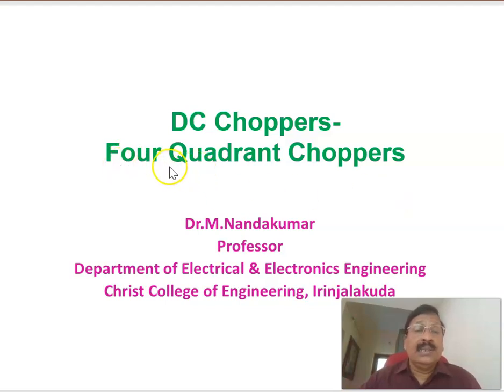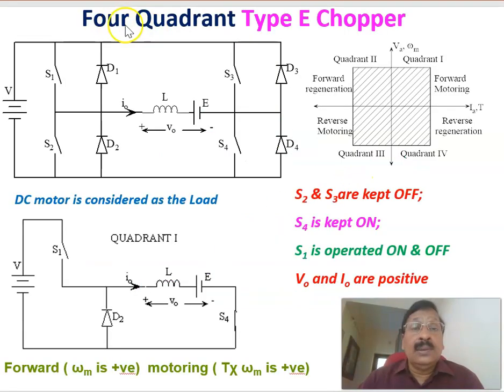In this presentation, I'll be explaining the working of a 4-quadrant chopper and its application, how the 4-quadrant chopper can be used for the movement of a hoist. That also will be explained. Now let us see the 4-quadrant chopper, also called the type E chopper, in which this is the circuit topology.